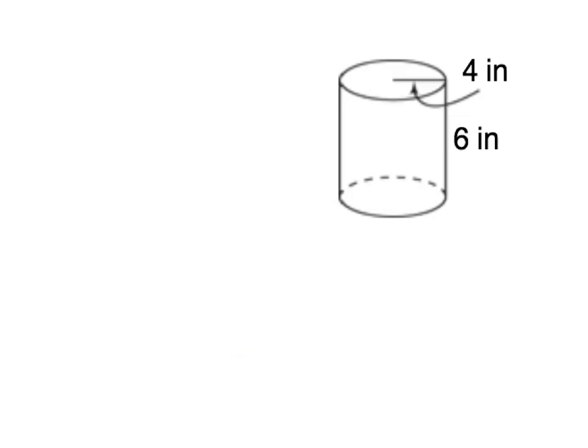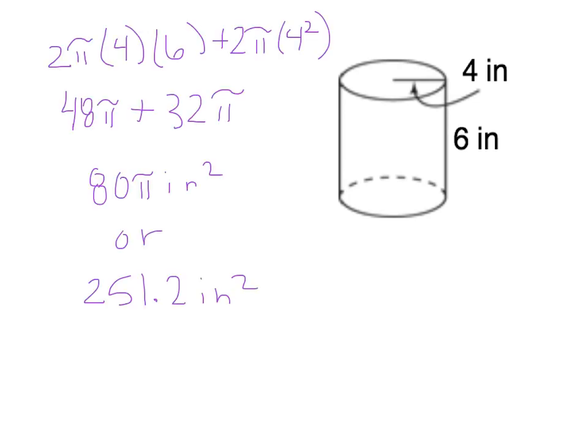Right now I want you to pause the video. Yes, pause the video and attempt this problem all by yourself. You should have gotten 80 pi inches squared or 251.2 inches squared. In the directions, if it does not say leave in pi units or round to the nearest tenth, then you can pick either way. However, if it says leave in pi units, you would have to have this answer. Or if it says round to the nearest tenth, you would have to have this answer. So you have to be careful.